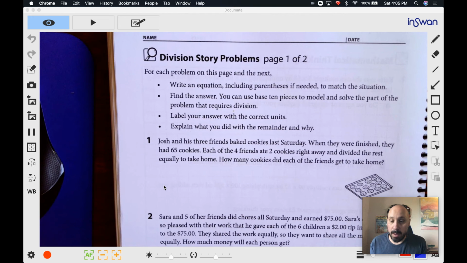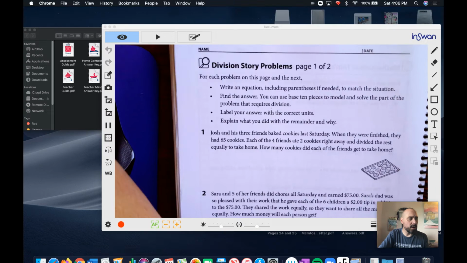Now, division story problems are probably some of the most difficult math problems for fifth graders to solve and understand, because it's hard for us in general to figure out what the question is asking and then how to solve it. So we're going to talk about that today. And hopefully after you work through these three problems, you will have a better understanding of division and story problems.